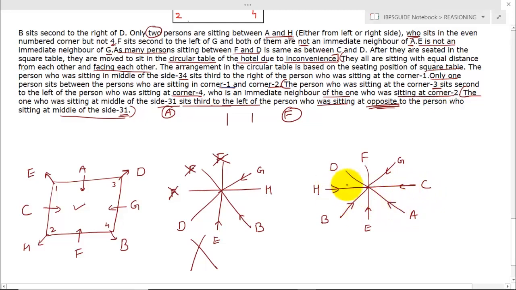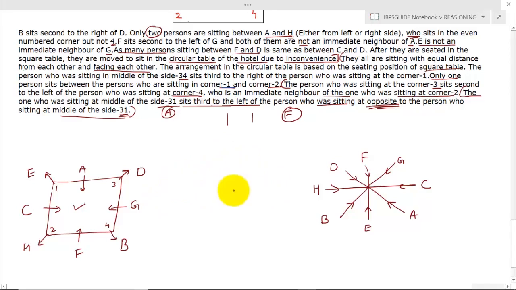So on the basis of this simple arrangement, we have a set of 5 questions. To solve those 5 questions, you can refer to the ebooks. This is question number 31 onwards, and the ebook name is New Pattern High Level Sitting Arrangement. You can check it out.